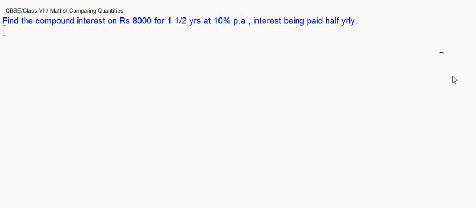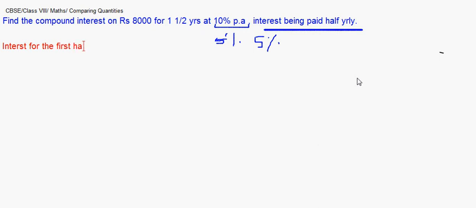So rate of interest is given as 10% per annum, and because the interest is informed to be paid half yearly, that means in 1 year the interest is paid twice. So this 10% per annum will actually be given as 5% in the first 6 months and another 5% in another 6 months. So when we are calculating the interest for 1.5 years, I will start solving here with interest. Because the interest is paid twice in every year, I will first be calculating interest for the first half year.